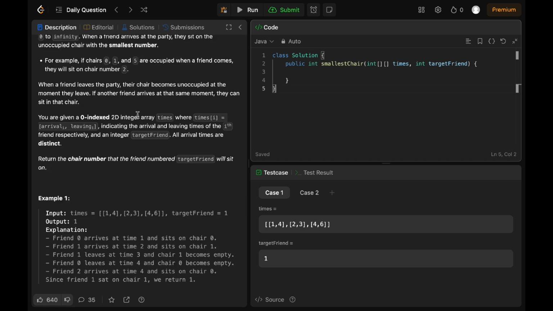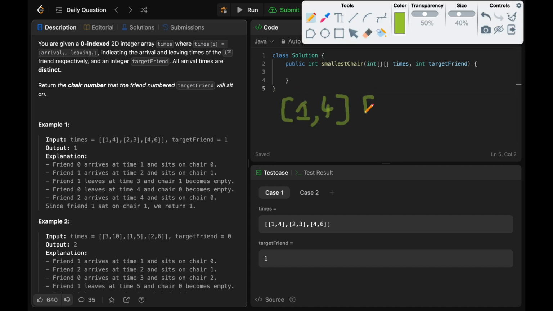We are given a 0-indexed 2D array times where times[i] is equal to [arrival_i, leaving_i], indicating the arrival and leaving time of the ith friend respectively, and an integer targetFriend. All the arrival times are distinct. Then we should return the chair number that friend number targetFriend will sit on.